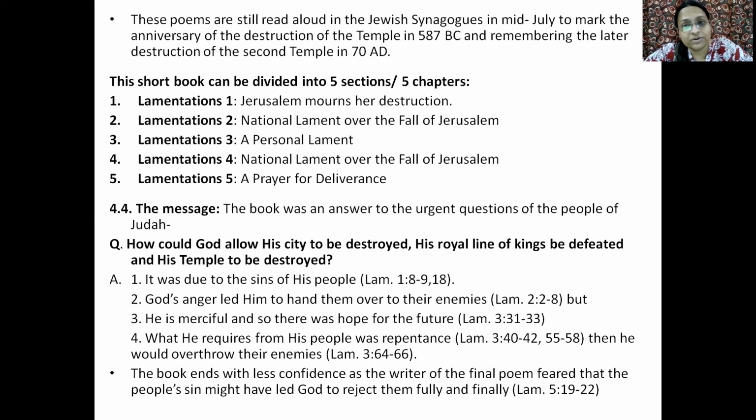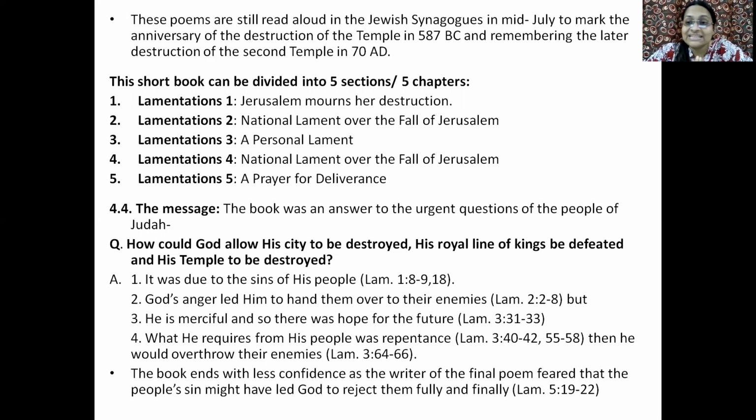There are 5 divisions according to the 5 chapters. Lamentation 1 talks about Jerusalem mourning for her destruction. Then we have Lamentation 2. Here there is a national lament over the fall of Jerusalem. Lamentation 3 is a personal lament. Lamentation 4 is a national lament over the fall of Jerusalem. And then we have Lamentation 5, a prayer for deliverance.